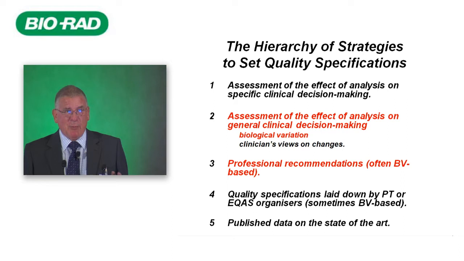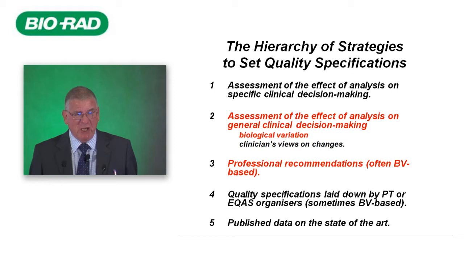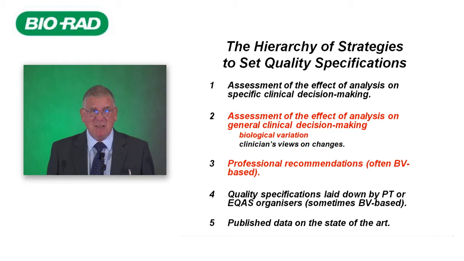So at the top, assessment of the effect of analysis on specific clinical decision-making, specific clinical settings, is the ultimate. But that's difficult, and so assessment of the effect of analysis on general clinical decision-making, i.e. using biological variation, is the second in the hierarchy, and as we've just seen, is very popular.